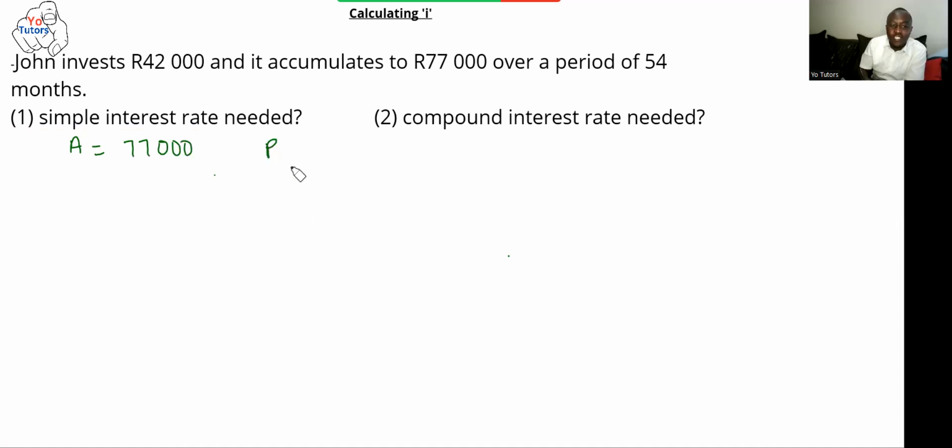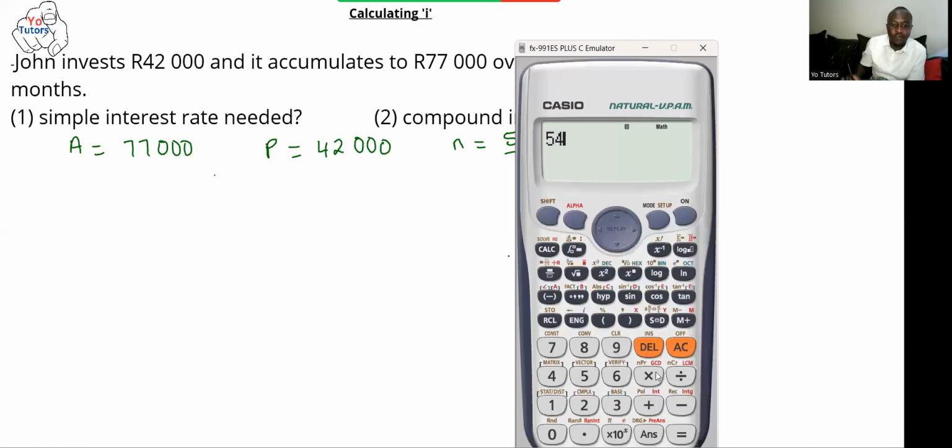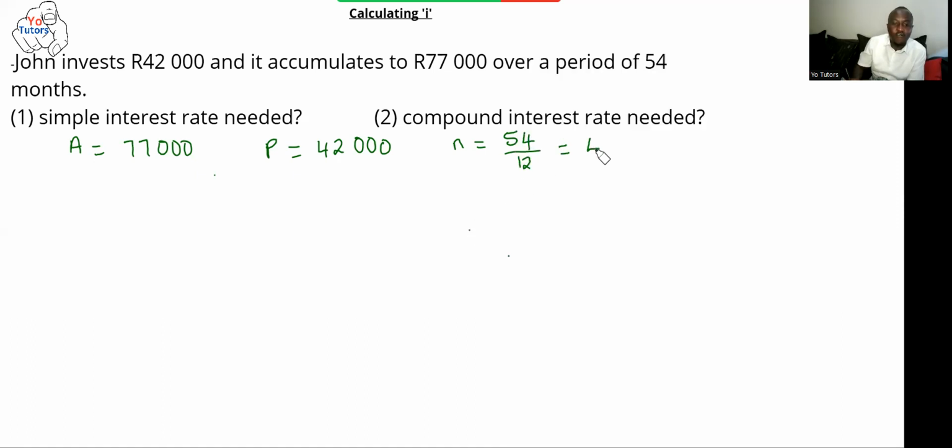What about the principal amount? The original amount is 42,000. Principal amount is always less than accumulated amount, remember that. What about our N in this case? Our N is given in months, so we need to change it to years. How do we do that? We divide by 12. So it's 54 divided by 12, which is 9 over 2, 4,5. So N is 4,5. And we are looking for I.